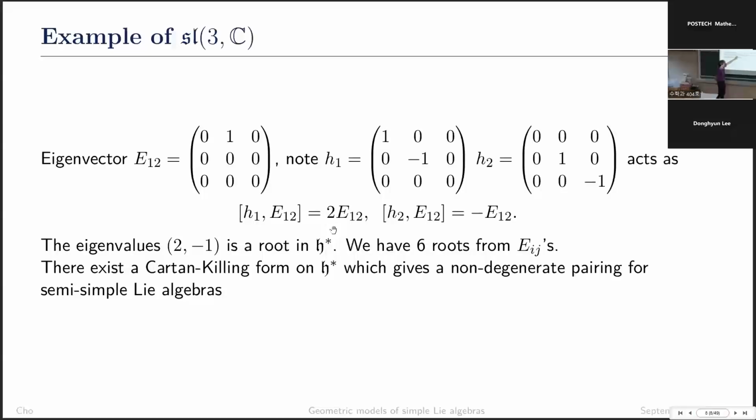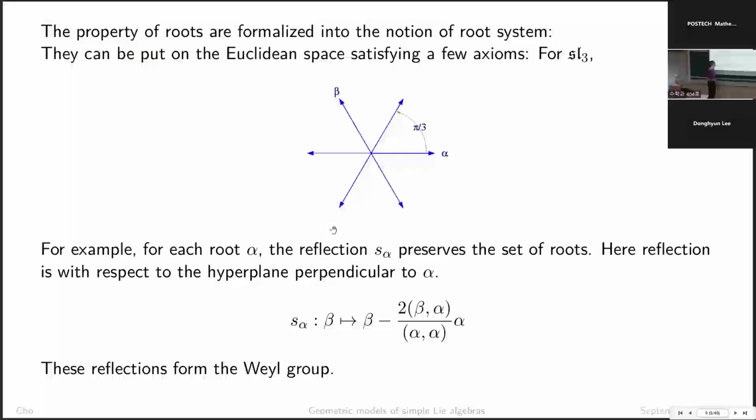Also, there is the so-called Cartan-Killing form, which is a non-degenerate bilinear form defined using the adjoint representation. Let me skip this. But anyway, in our case, this gives us some kind of non-degenerate inner product. So we have seen one root, and there are six roots, and these are representing the six roots for SL3C, and the properties of these roots are formalized as the notion of a root system.